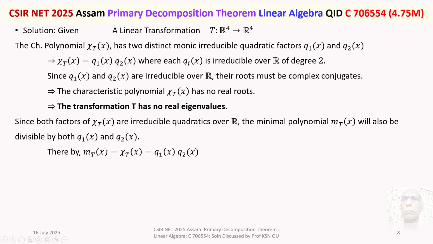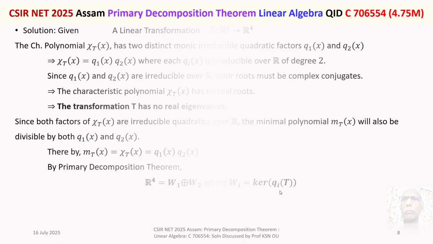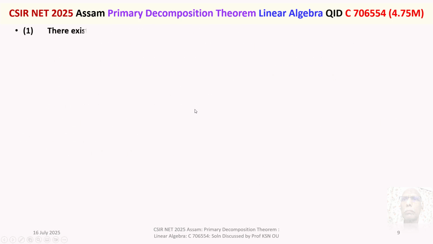The minimal polynomial of t is the product of q1 of x and q2 of x, where q1 of x and q2 of x are distinct monic irreducible quadratic factors. By the primary decomposition theorem, R to the power of 4 is equal to W1 direct sum W2, where Wi is the kernel of Qi of t. We continue in the next slide.